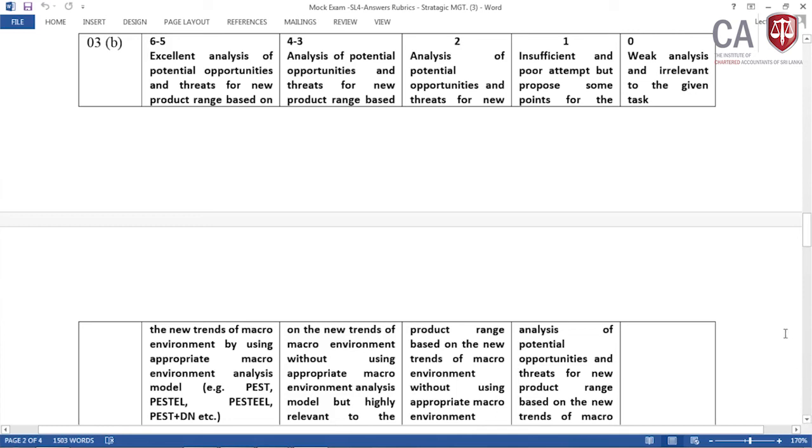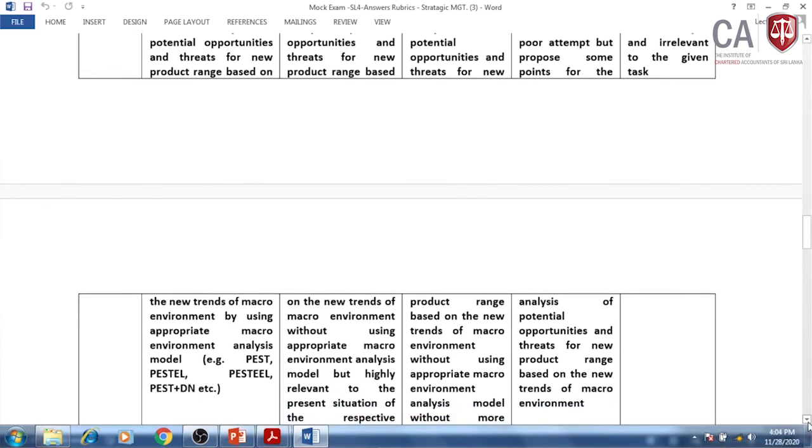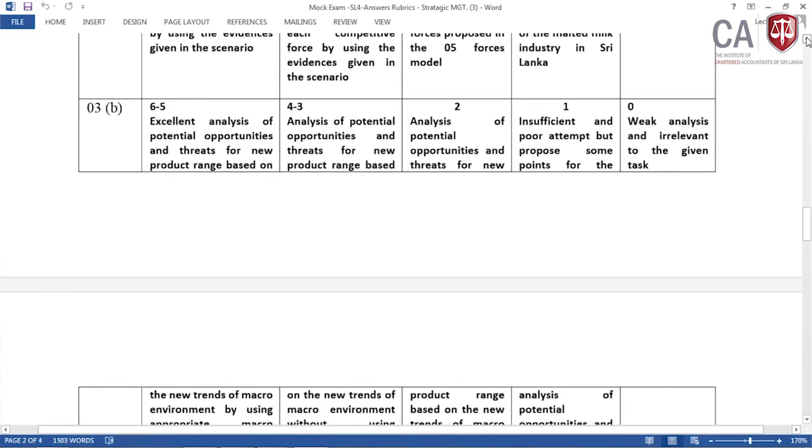Next, insufficient, 1 mark: insufficient and poor attempt but propose some points for the analysis of potential opportunities and threat for new product range based on the new trend of macro environment. Then next, 0: weak analysis and irrelevant to the given task.